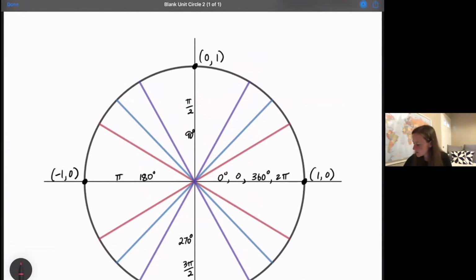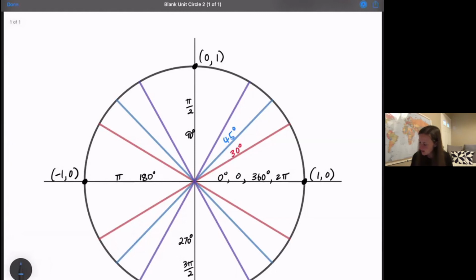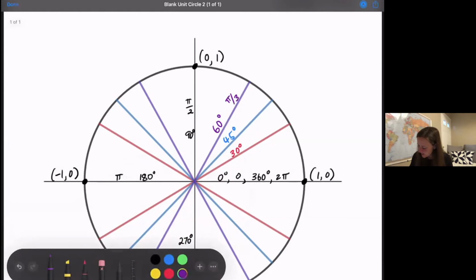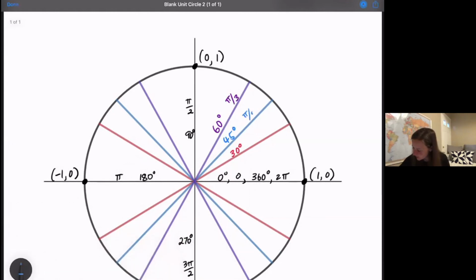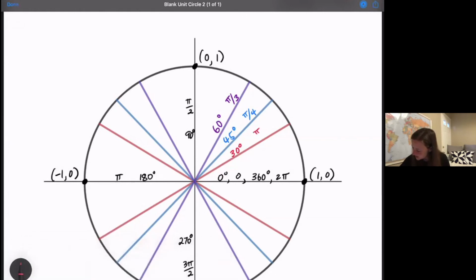Okay, so this red spoke is where I would land with a 30-degree angle. Our blue spoke is going to be 45 degrees, and then our purple spoke is 60 degrees. All right. So when I convert those into radians, you can multiply those by pi over 180. You get that 60 degrees is pi over 3 radians. 45 degrees is pi over 4 radians. And 30 degrees is pi over 6 radians.